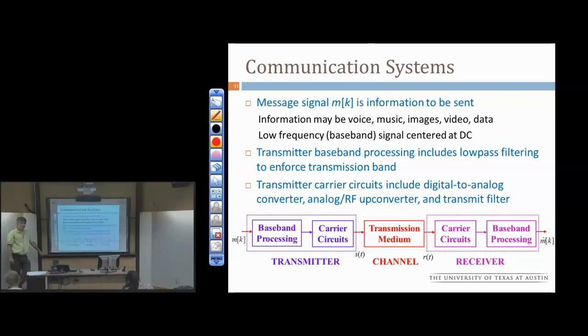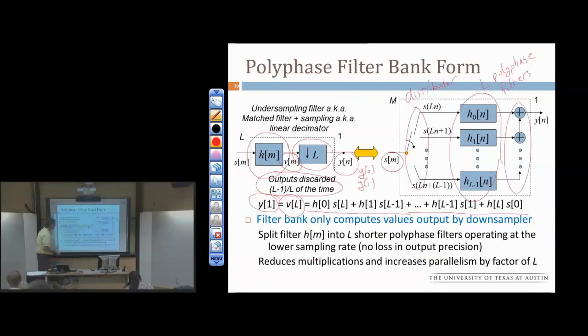So because of the parallelism, your output rate is 1 over L times the... That's right. So going back one, the reduction in the rate, I'm reducing the sampling rate by a factor of L.